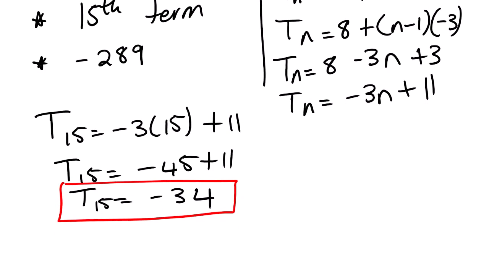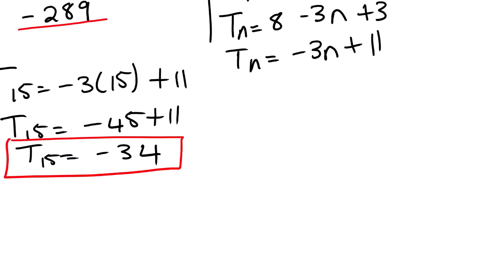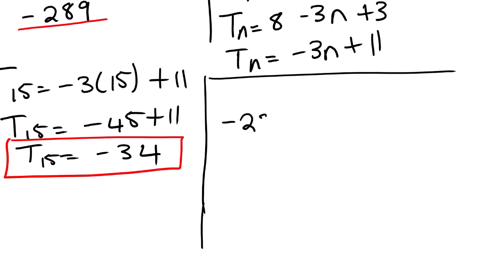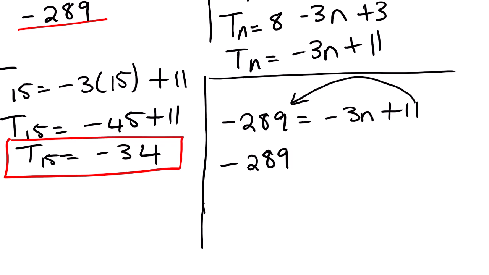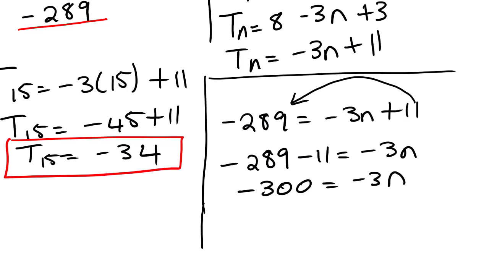For the second question, we need to calculate the position of negative 289 using the very same equation. Where we see Tn, we substitute negative 289, which is equal to negative 3n plus 11. Take this to the side: negative 289 minus 11 is equal to negative 3n. We divide both sides by negative 3. This will result in 1 multiplied by n, which is n.